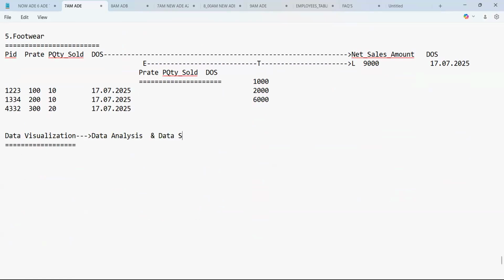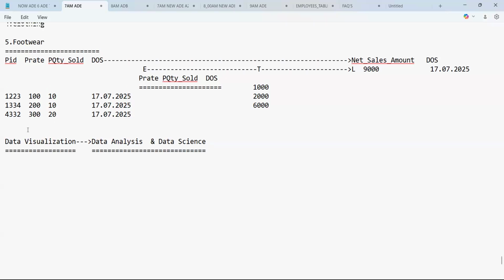And then we have data science and data analysis. These are the two things you will have in the data visualization process. So let us see what data analysis is.